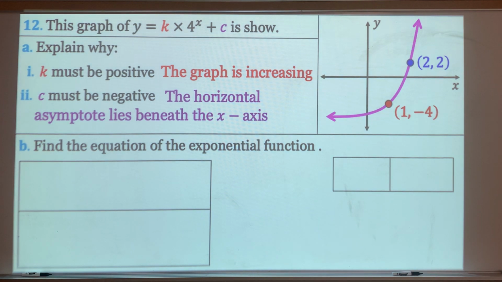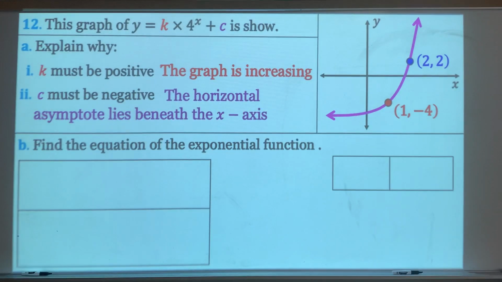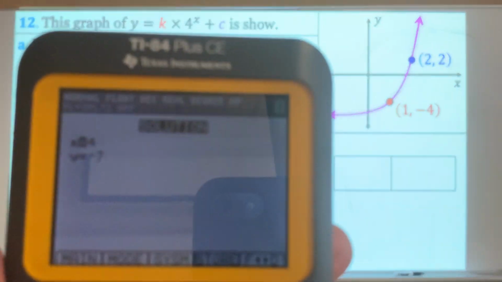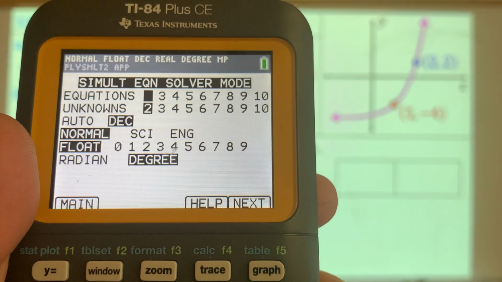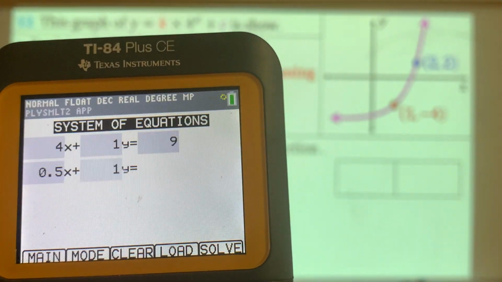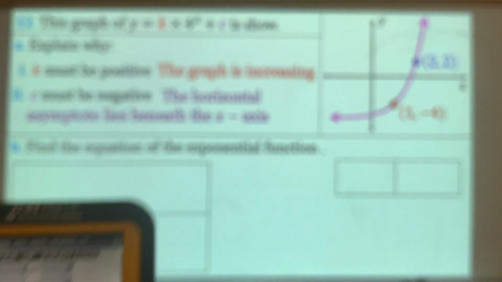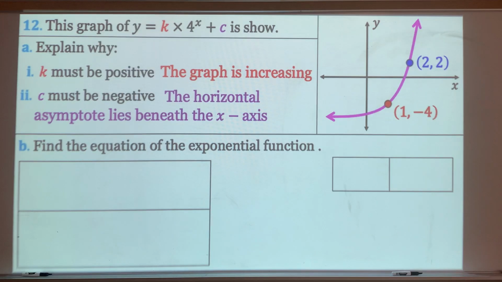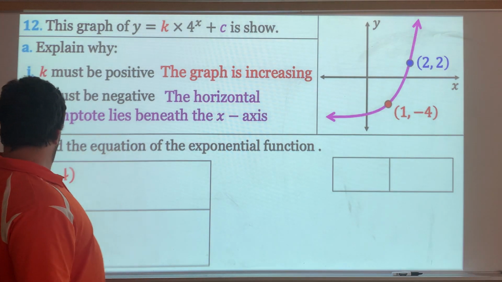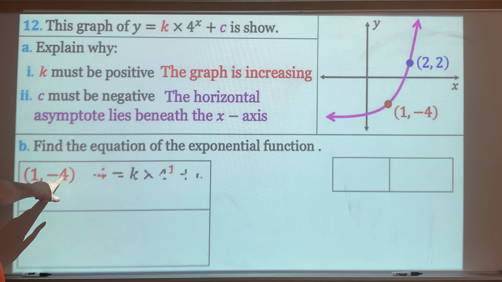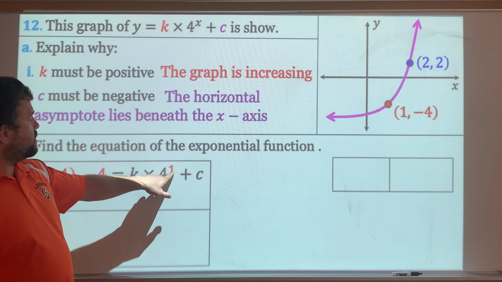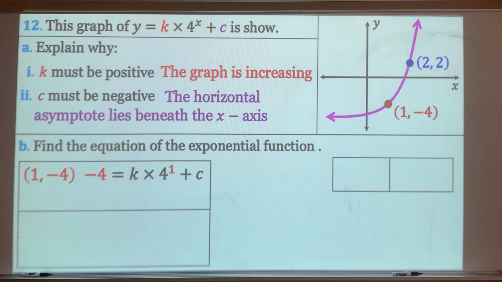All right, so you should be typing it into your calculator. Let me do it with you. I did every other one, might as well keep going, right? Main. All right, let's see what we got. Oh, I didn't create my system of equations yet. I'm jumping the gun. So first I got to create my equations. So, what do we got? We use 1, negative 4. So we got negative 4 equals k times 4 to the first power plus c. All right.